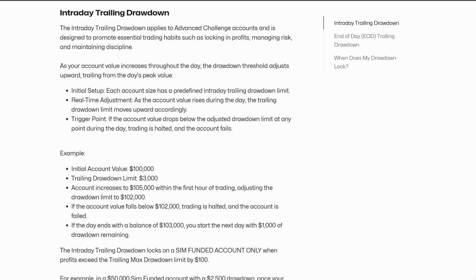Well, if the initial account balance is $100,000, $3,000 starting off with a drawdown below that would bring us to $97,000. So if we're able to grow the account to $105,000, then the drawdown is now moved to $102,000. However, it's not that simple.